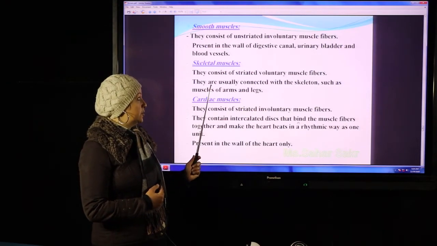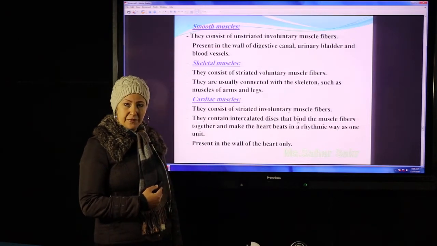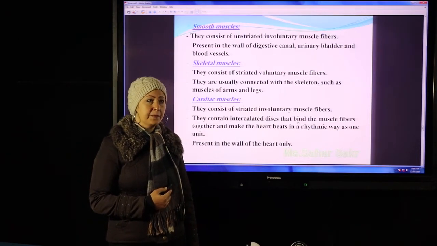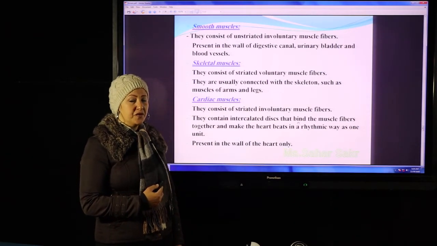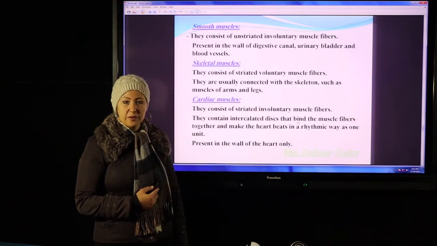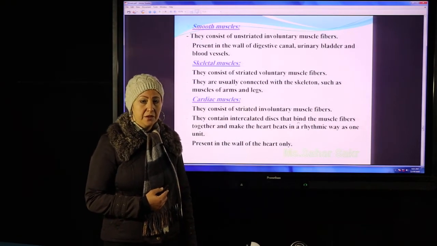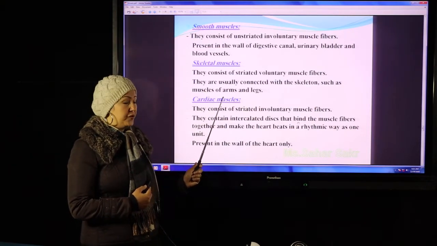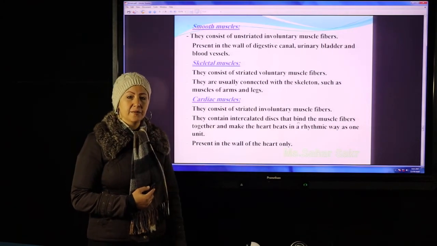Number two, the skeletal muscle. I said that they consist of striated voluntary muscle. Striated means they contain actin and myosin protein, so it appears under the microscope as a striated muscle. And also it's voluntary muscle. Voluntary means it moves under the control of your body, like the muscles that are found in the arms and the legs.